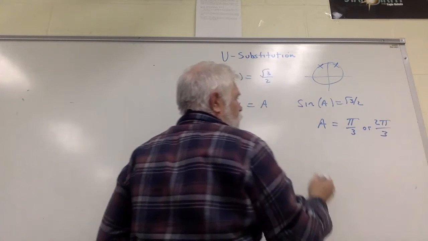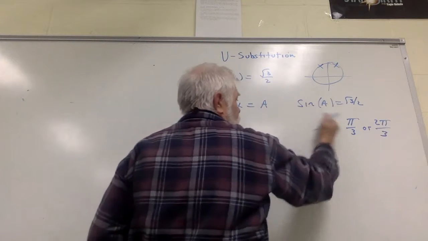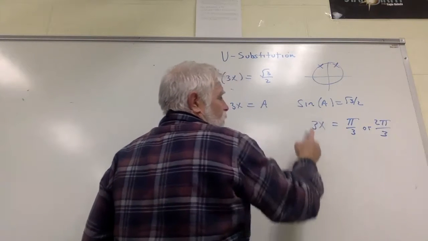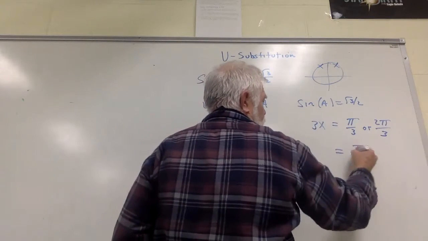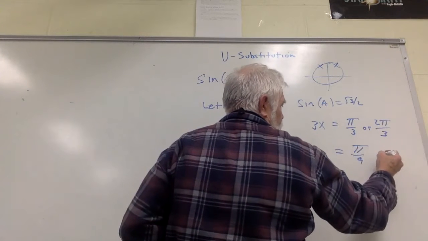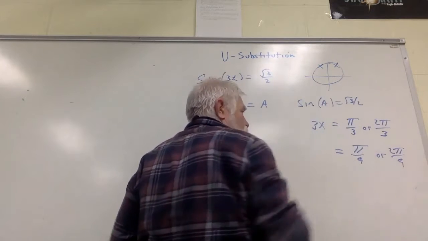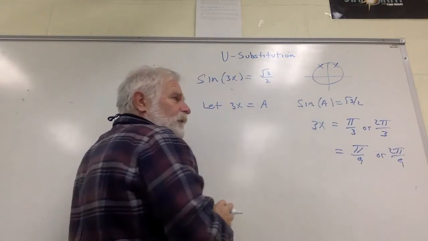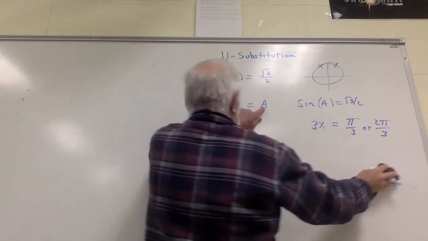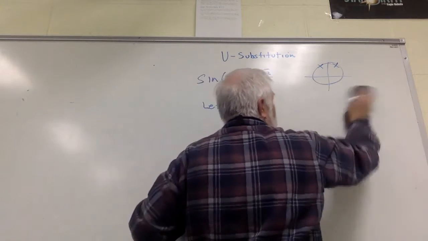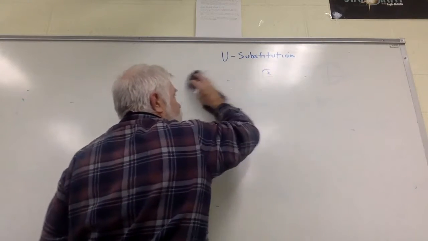And so then what did you do? You said, well, I know what A is. A is 3x. And you divide by 3 to get pi over 9, divide by 3 to get 2 pi over 9. And there might be more considerations in the unit circle. But that's the general idea for using a substitution, a simpler symbol for a more complicated one. And that's what we're going to do in these problems.